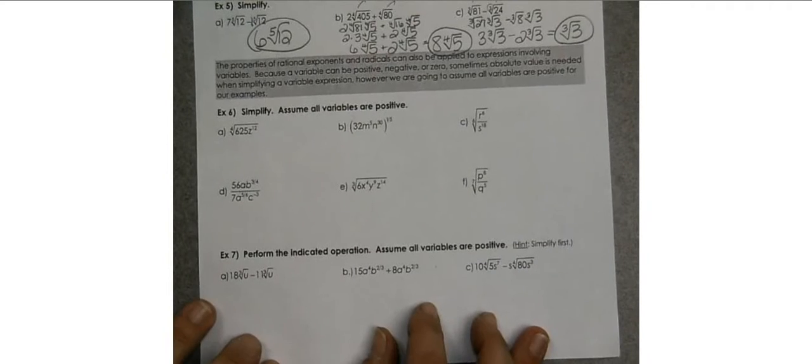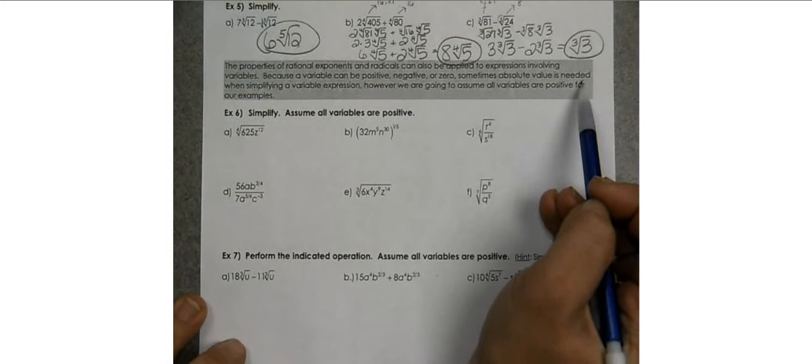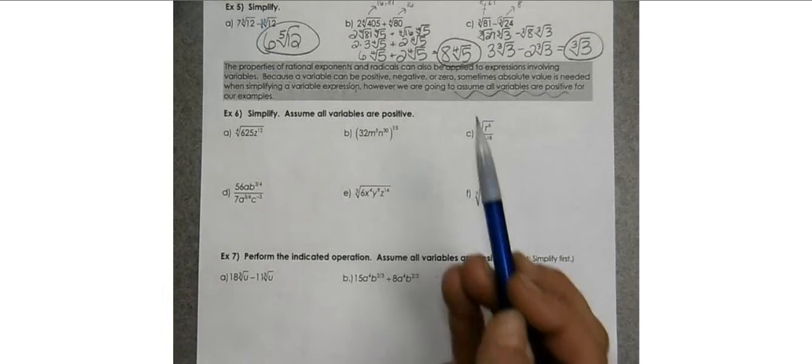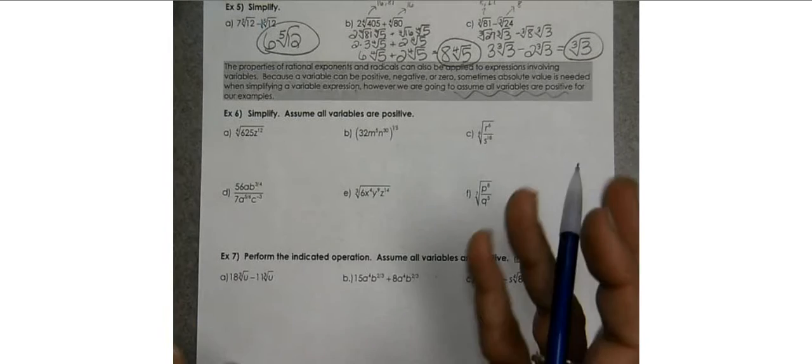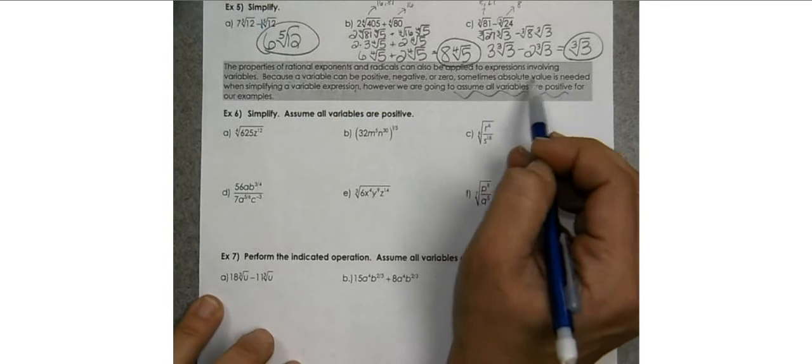Okay. So the properties of rational exponents and radicals can also be applied to expressions. Because a variable can be either positive, negative, or 0, sometimes absolute value is needed when simplifying a variable expression, but we're going to assume all variables are positive for our examples. This becomes an issue in pre-calc. I know the pre-calc teachers have come back to talk to me about that, but all the Algebra 2 and Trig teachers are assuming that all variables are positive, so you won't have to worry about the absolute value stuff if you look it up online or something, okay?